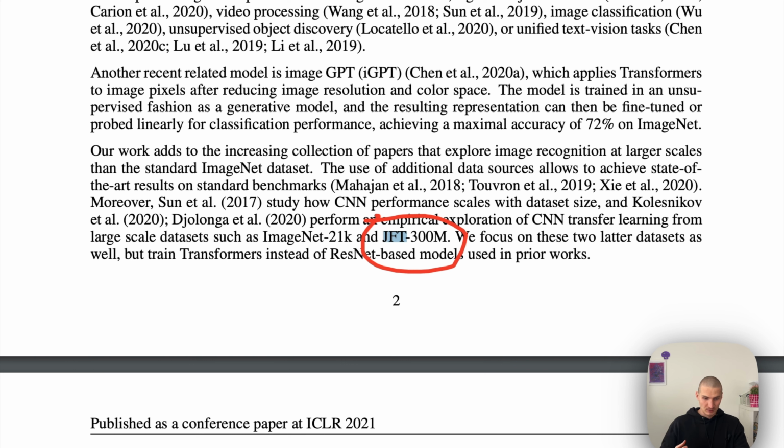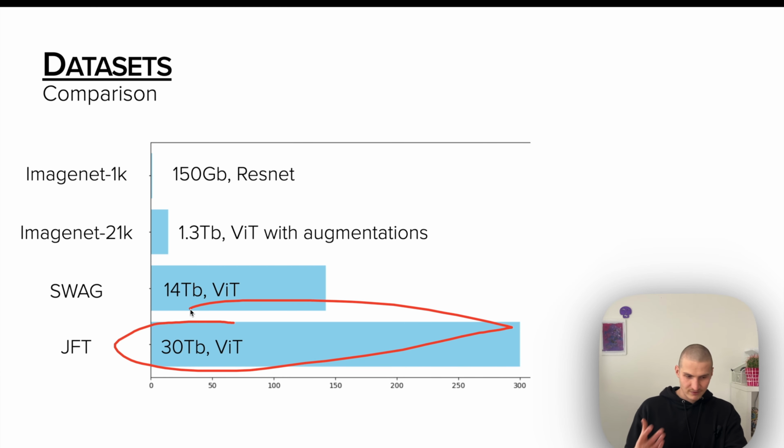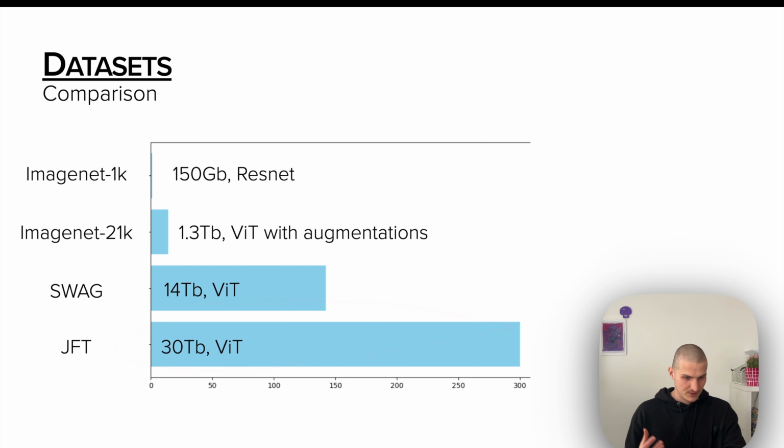It is only available to you if you actually work for Google. It is roughly 300 times bigger than the famous ImageNet 1K. So it's a giant dataset, and that's roughly 30 terabytes of data. So not something you can just download on your laptop.